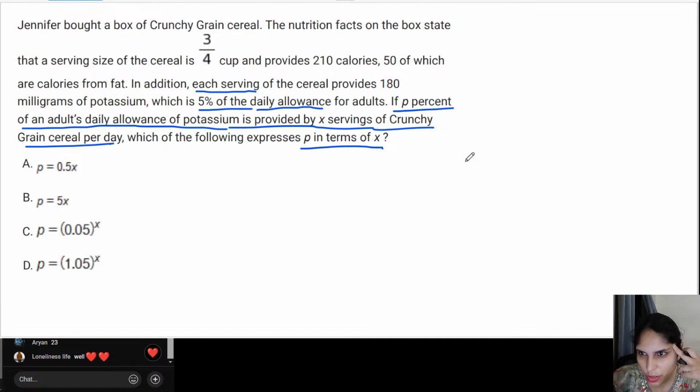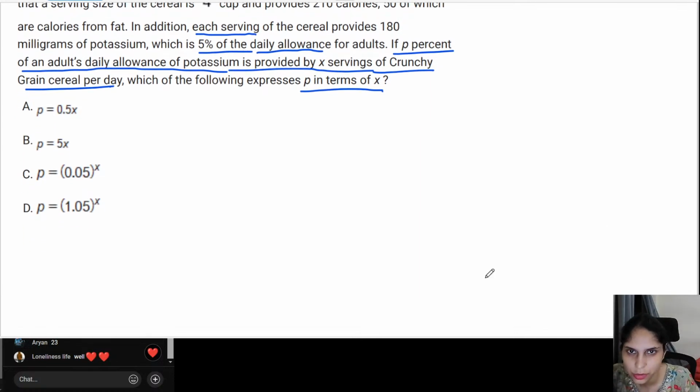The nutrition facts on the box state that a serving size of the cereal is 3/4 cup and provides 210 calories, 50 of which are calories from fat. That's not important. So if there is no serving, then there is no percentage, right? For one serving, there is 5%. If you're doing two servings, then it has to be 10%. That's what I'm assuming. So if I write X, X is the number of servings.